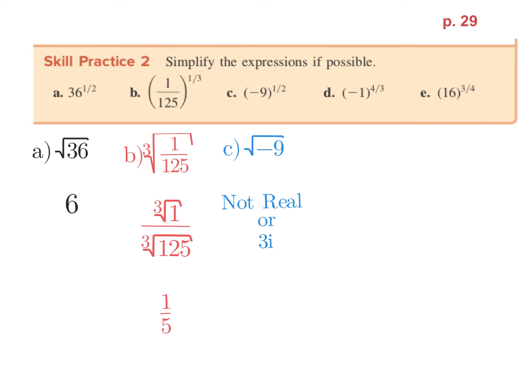All right, so now D, here's where I think we ought to split up. This is the cube root of -1 to the 4th. And so like I said, what I like to do is do the radical first and then worry about the power on the outside. Because what is the cube root of -1?